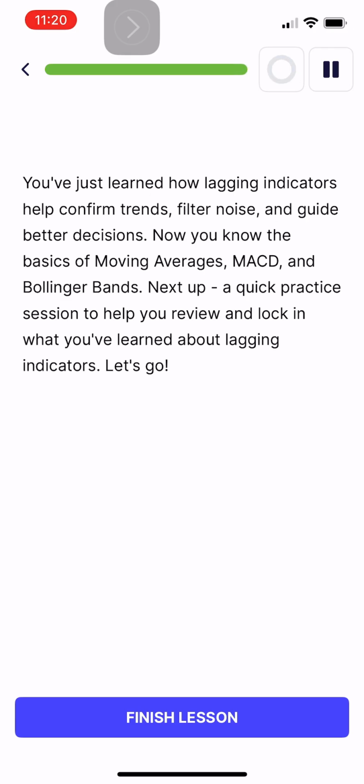You've just learned how lagging indicators help confirm trends, filter noise, and guide better decisions. Now you know the basics of moving averages, MACD, and Bollinger Bands. Next up, a quick practice session to help you review and lock in what you've learned about lagging indicators. Let's go!